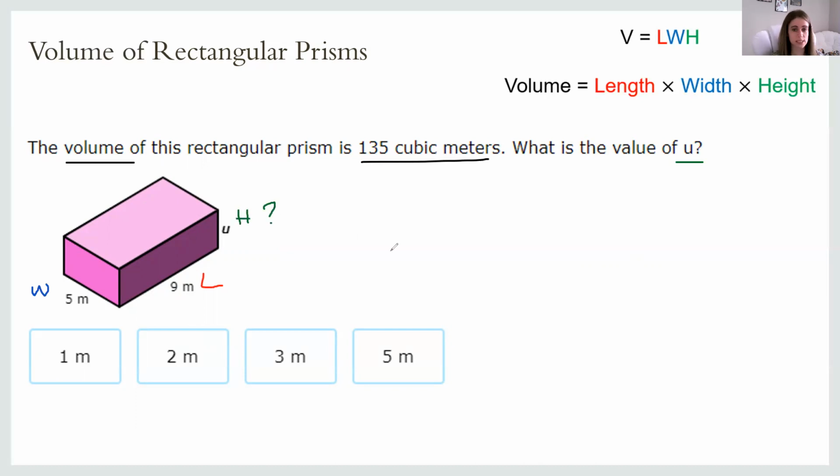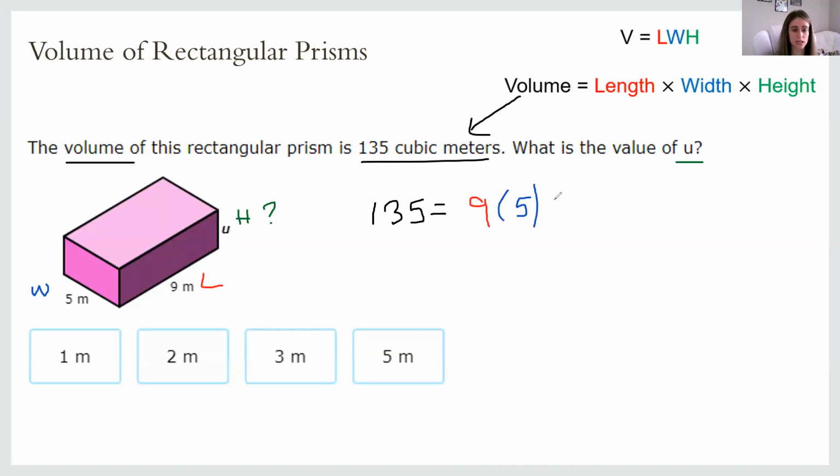I'm going to, just like normal, substitute those into my formula. Only this time, I know the volume. So instead of having the letter V, the variable V, I'm going to put the number 135 because that is the volume. And the length is 9. The width is 5.